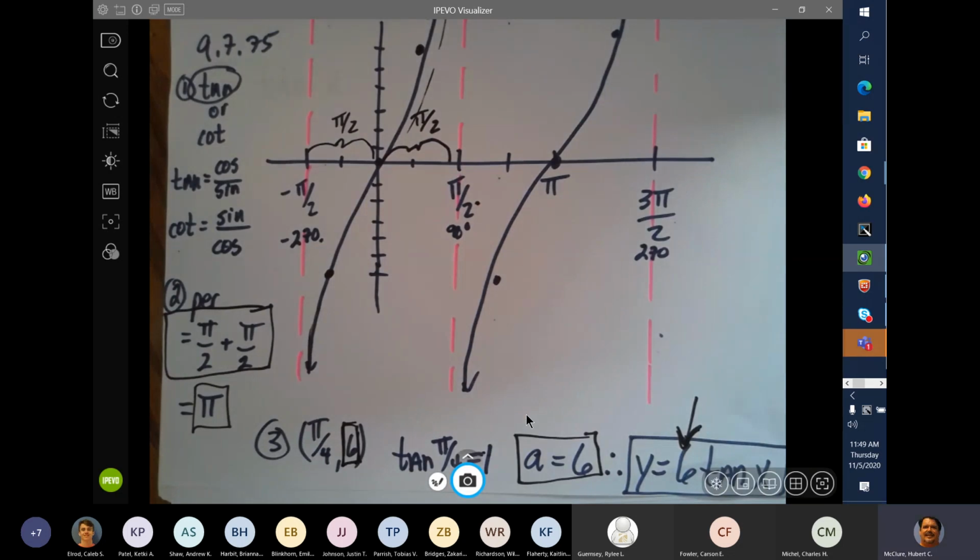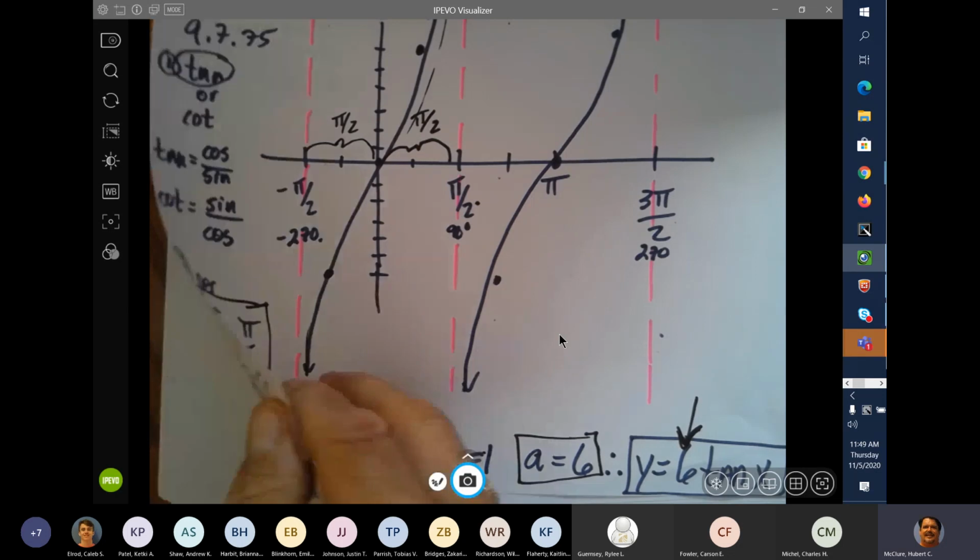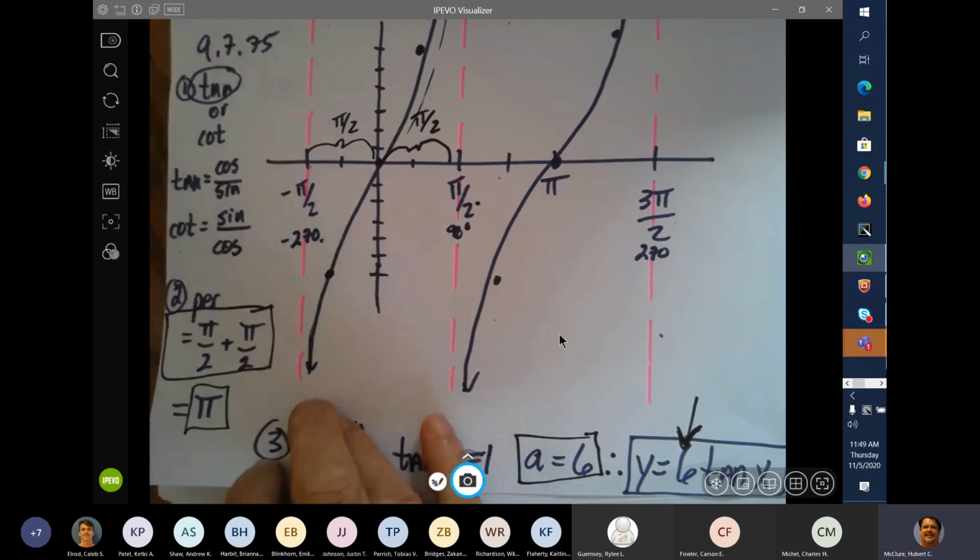This is not a test question. This is just one of those questions that, like I say, I just have seen for the first time this semester. So I would do as best I could on it. Make sure you can graph it.